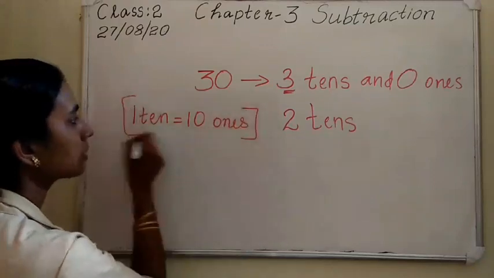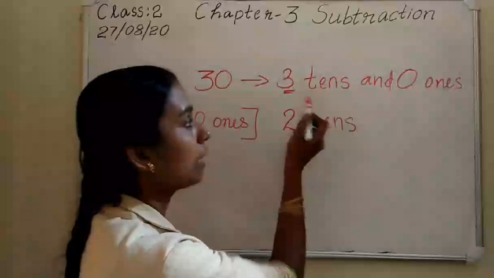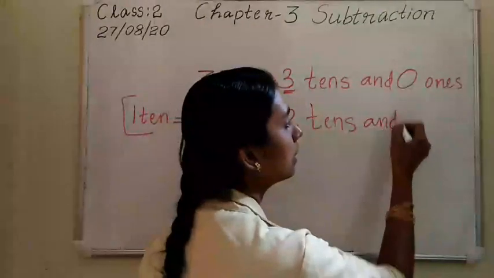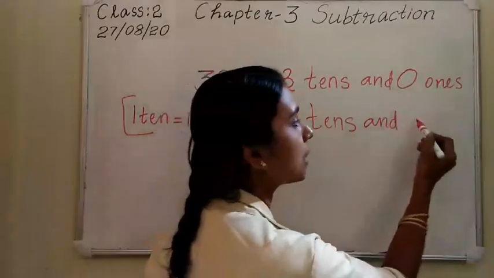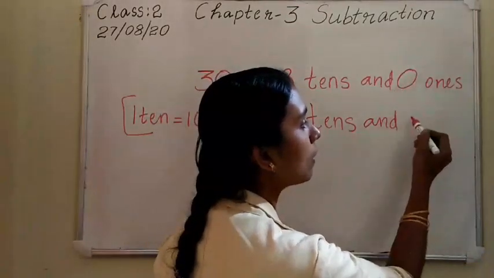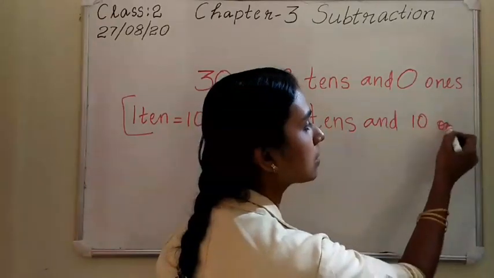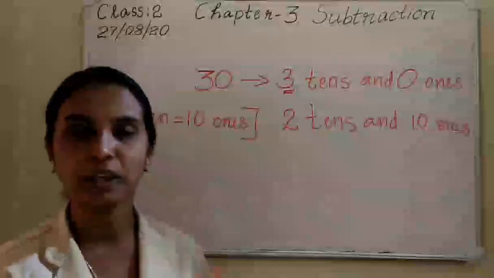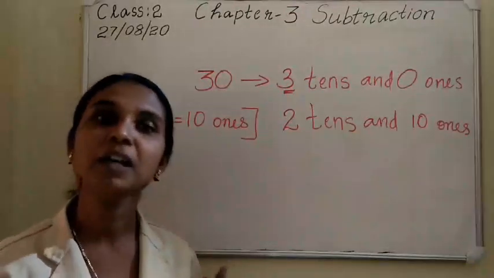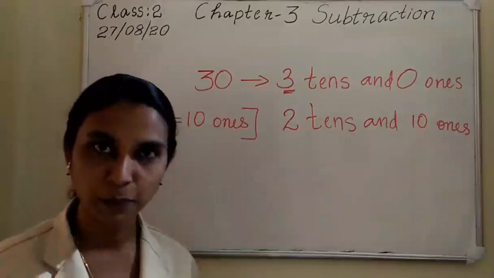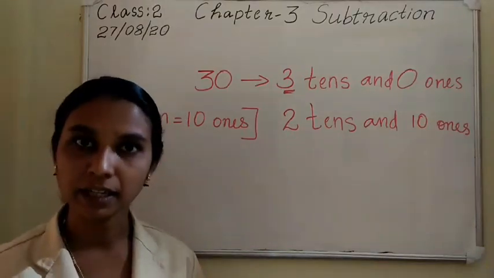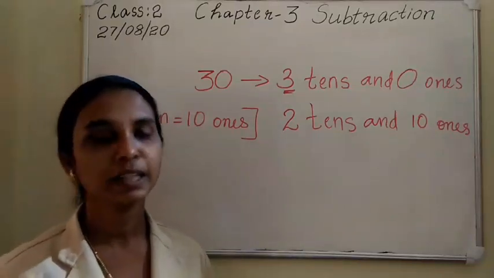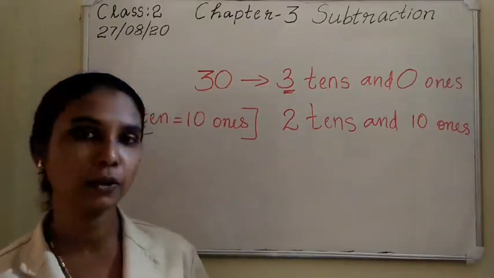So this 30 can be written as 2 tens and 1 ten you give to the ones place. That means 1 ten and 0 ones. It becomes 10 ones. This is actually regrouping. You regroup the number from the tens place and give to the ones place. When you take 1 ten to the ones place, it is 10 ones. Okay. Then you can subtract with the regrouping.